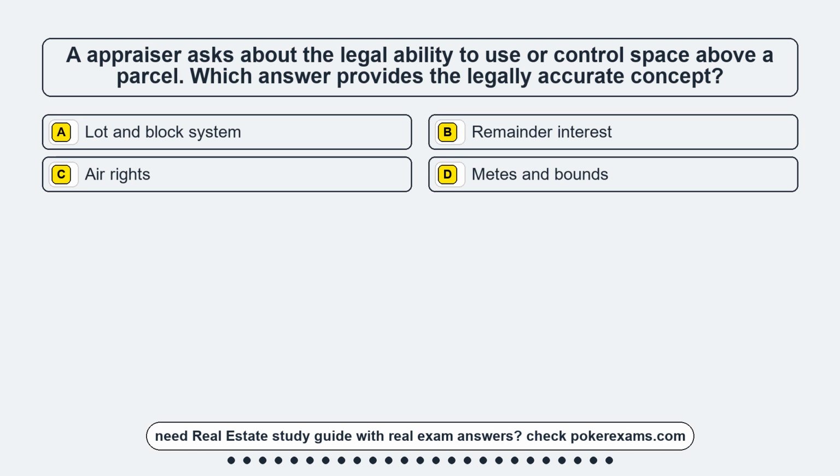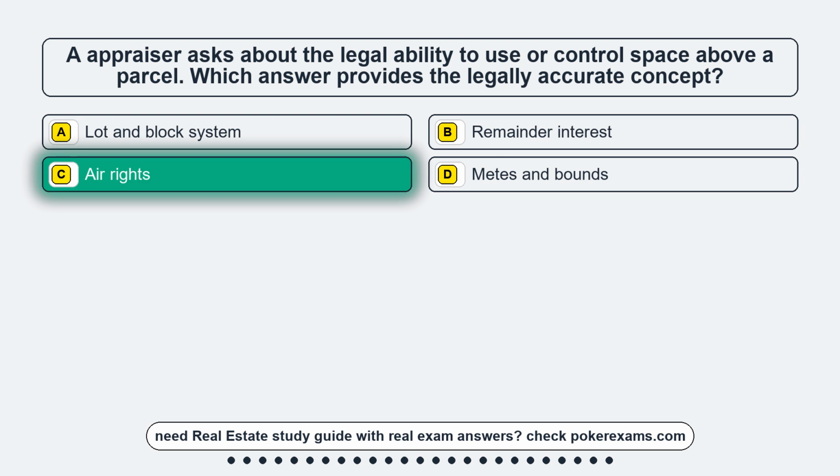Question 20. An appraiser asks about the legal ability to use or control space above a parcel. Which answer provides the legally accurate concept? Option A, lot and block system. Option B, remainder interest. Option C, air rights. Option D, metes and bounds. The correct answer is option C, air rights.